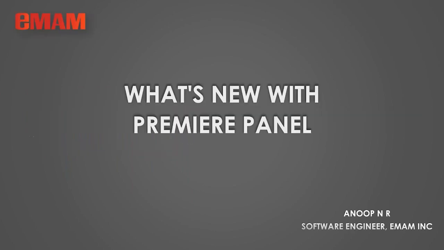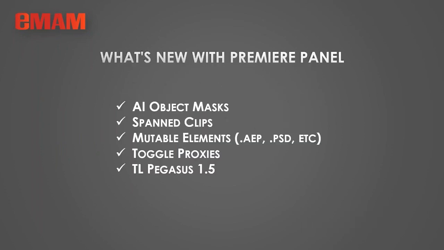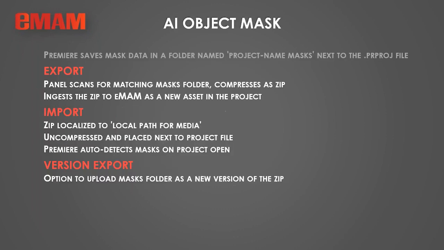So this year we have focused on making Premiere Project Exchange more reliable and reducing manual work for editors. I will walk through 5 enhancements that help preserve project data, handle complex media formats, and improve day-to-day editing workflows. So let's get started. These include AI object masks, span clips, mutable elements, toggle proxies, and TwelveLabs Pegasus 1.5 support. Some of them improve project portability and media management, while others improve editing efficiency. Let's start with AI object mask.